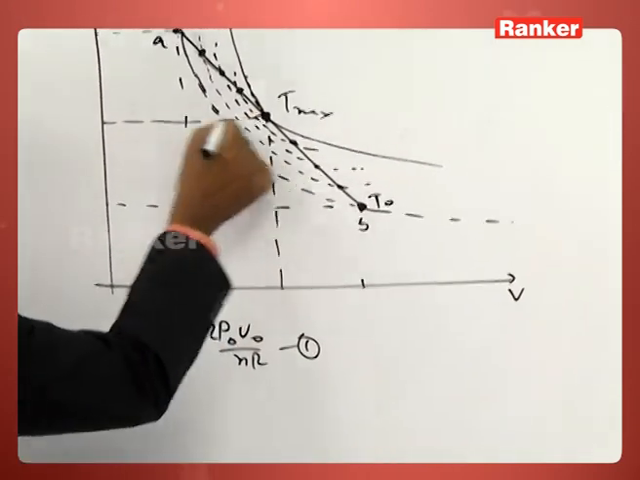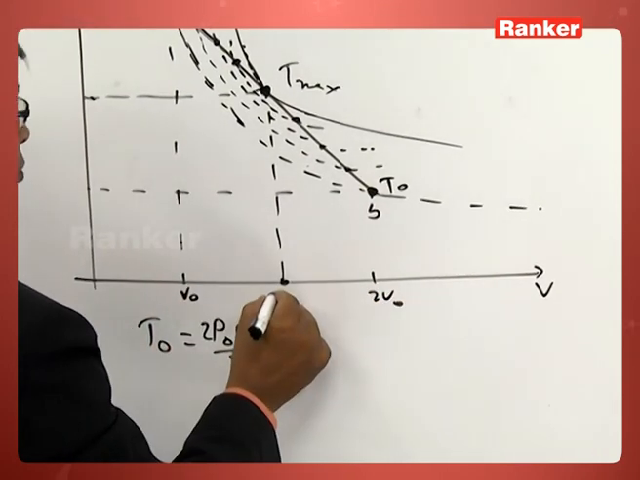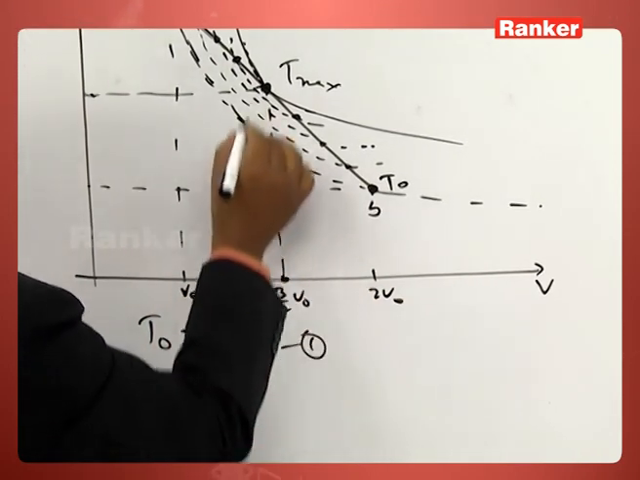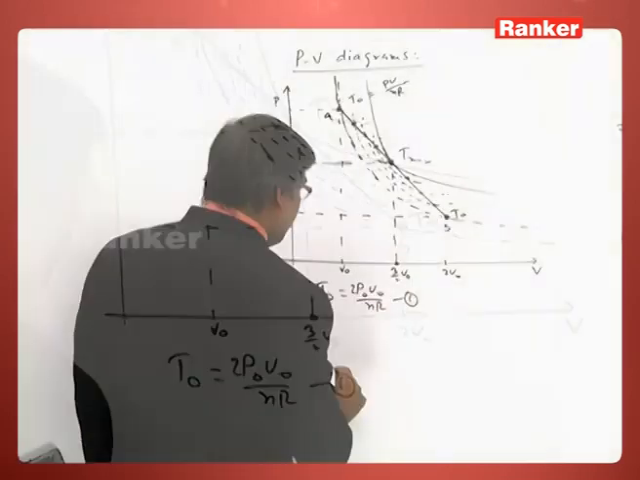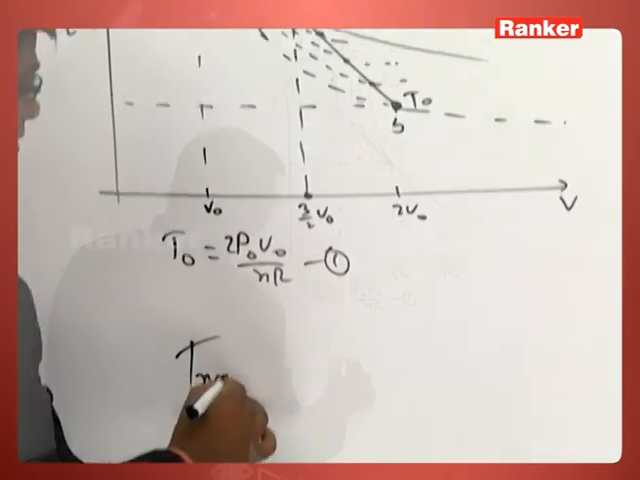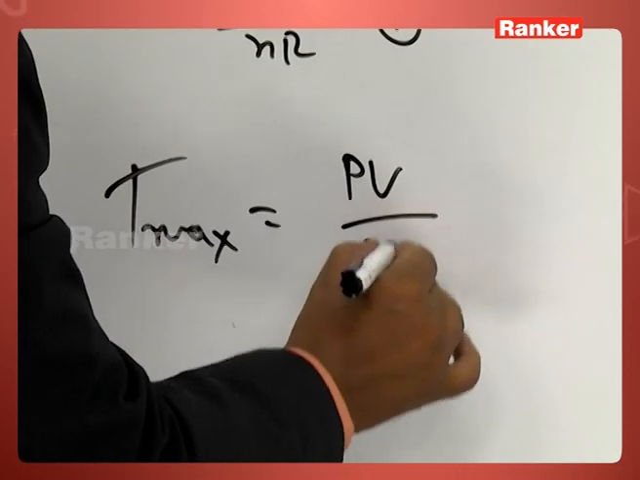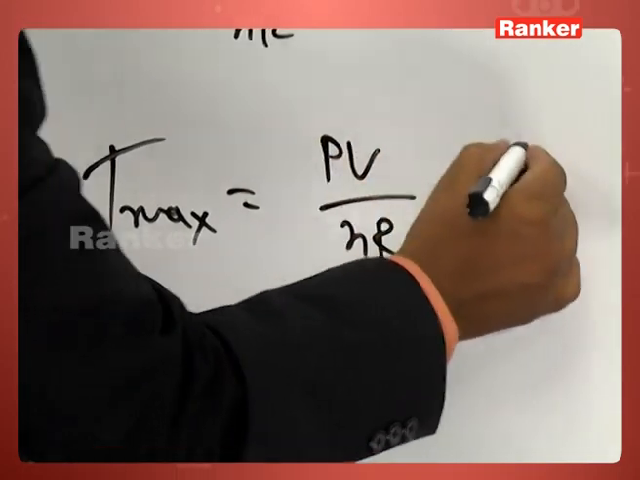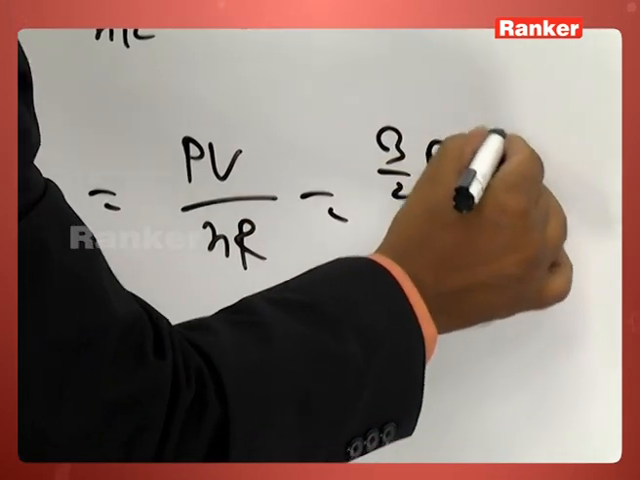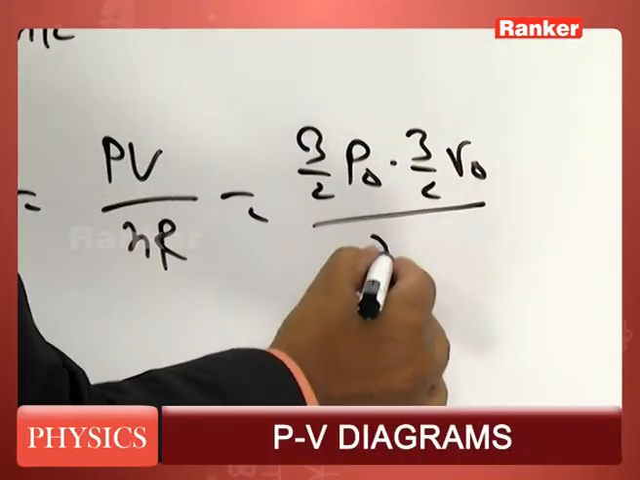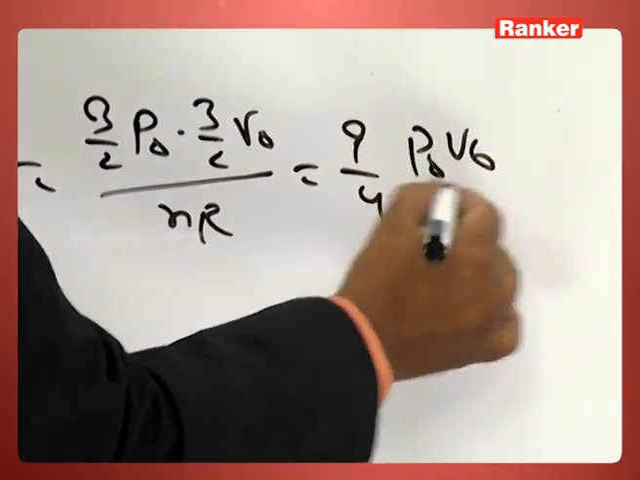Now at this place, we have V0 and 2V0, so it is 3 by 2 V0 and the pressure will be 3 by 2 P0. So Tmax is equal to PV by nR. That PV is how much? 3 by 2 P0 into 3 by 2 V0 by nR, that is 9 by 4 P0V0 by nR.